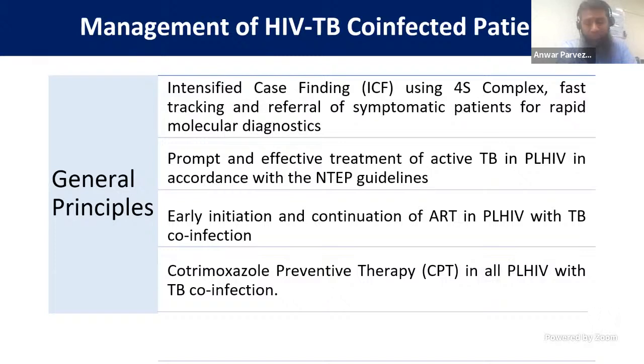And if they are not on ART, early initiation of ART is one of the most important principles, because it helps in managing the present TB, as well as it prevents further TB resurgence in future. And lastly is cotrimoxazole prophylaxis, because we assume that people who have active TB will have lesser immunity, which makes them prone to other opportunistic infections, especially PCP. To prevent that, we give cotrimoxazole prophylaxis to all patients who are HIV-TB co-infected.